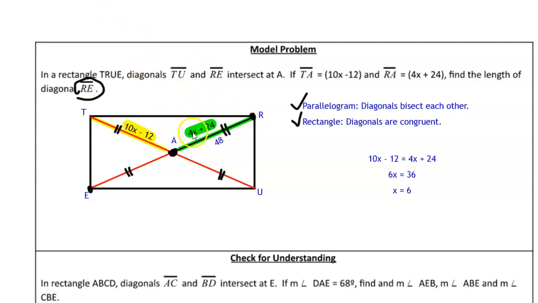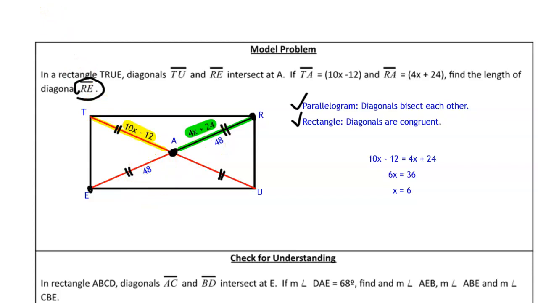I can see that 4 times 6 is going to give me 24, plus 24 is 48, so the distance from R to A is 48. Well, look at the hash marks. There's 2 hash marks here and 2 hash marks here, which means if this piece of the diagonal is 48, this bottom piece must also be 48, which means that the length of the diagonal RE is 48 and 48.